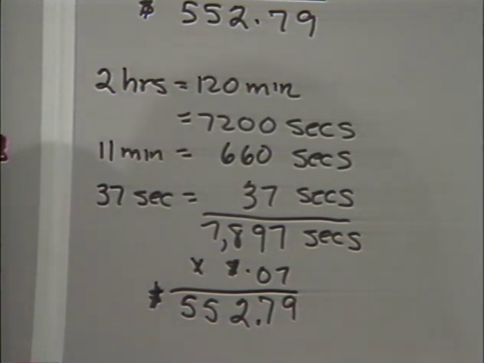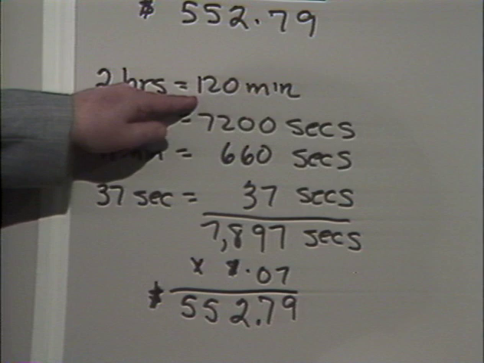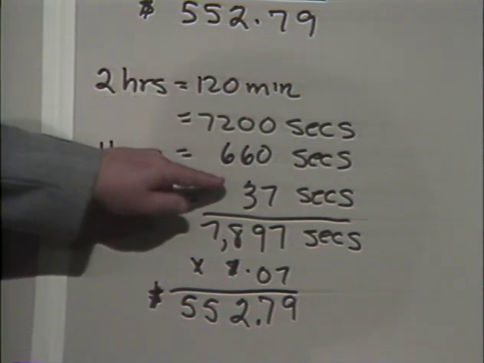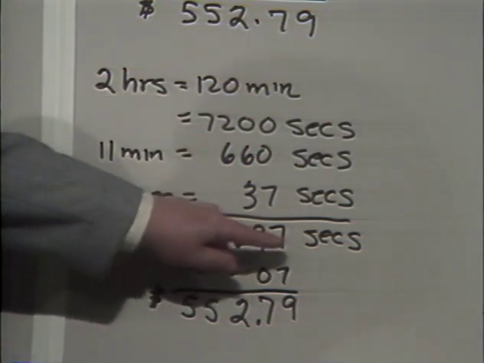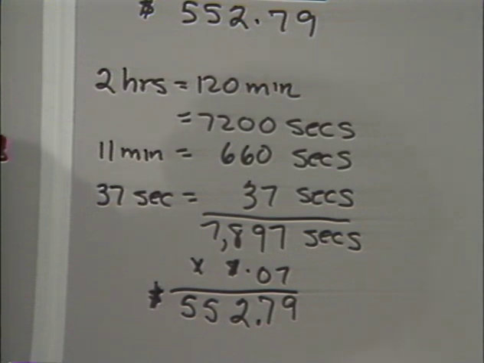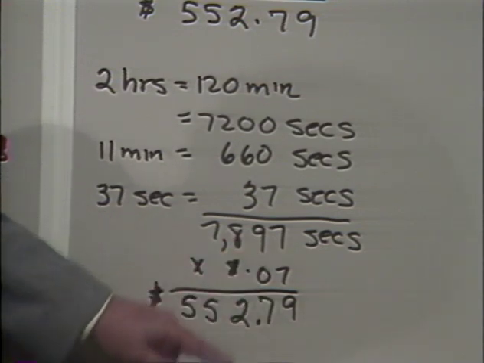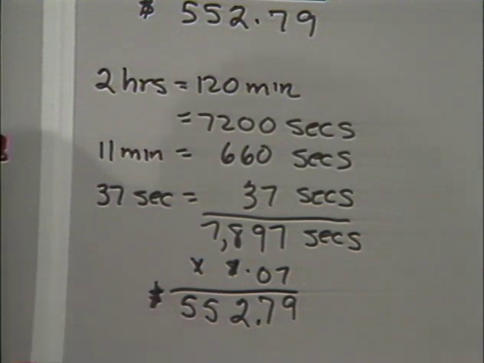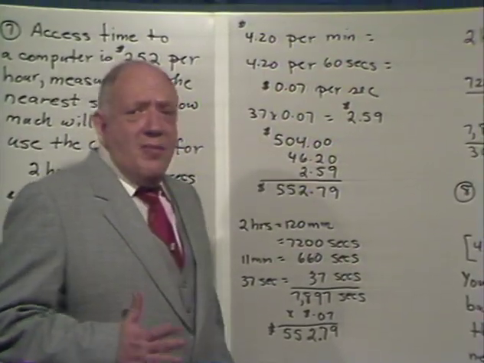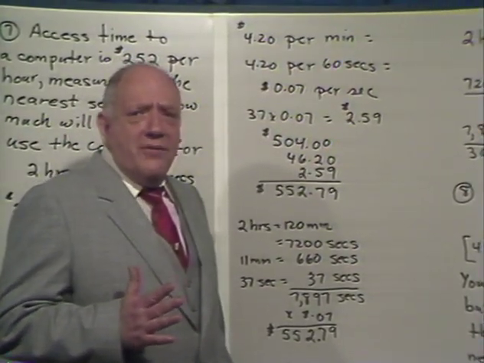See my common denomination again? There are 7,200 seconds, 660 seconds, and 37 seconds. And if I add that up, that's 7,897 seconds. At 7 cents a second, multiply this out, there's the same $552.79. On the other hand, you might say, look, the price is already given per hour.